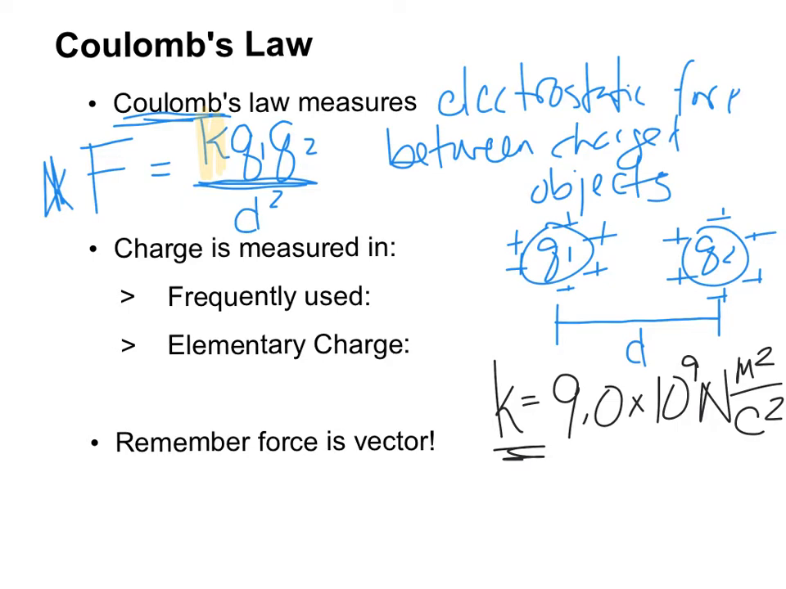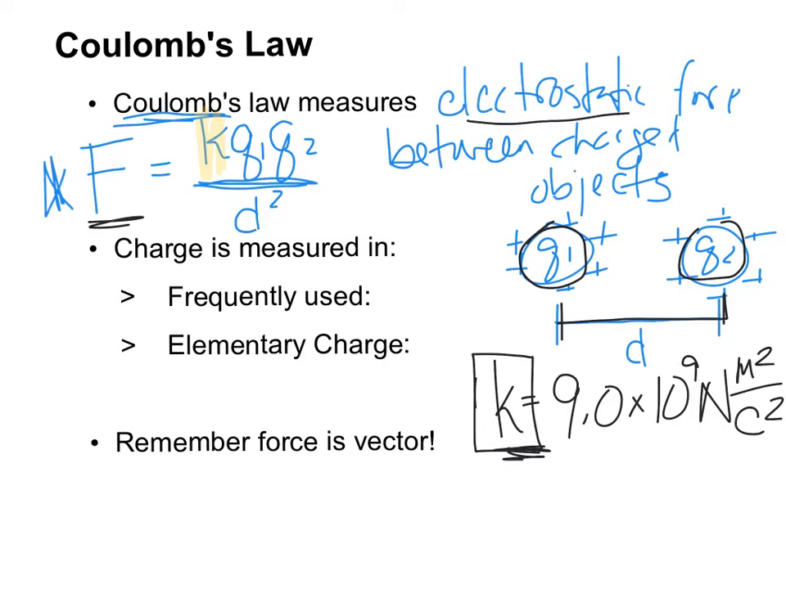properties of our problem, the amount of charge here and the charge here and how far apart they are, and allows us to get our force measured in newtons. It's a lot like G in our F equals mg equation. G is the gravitational constant. This letter K is the Coulomb constant that lets us calculate the amount of force that's experienced when you put 2 charged objects near one another.